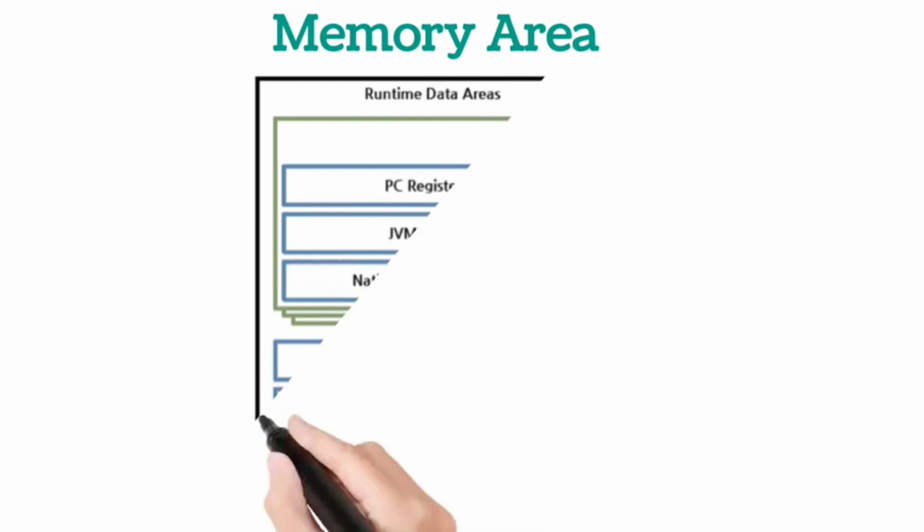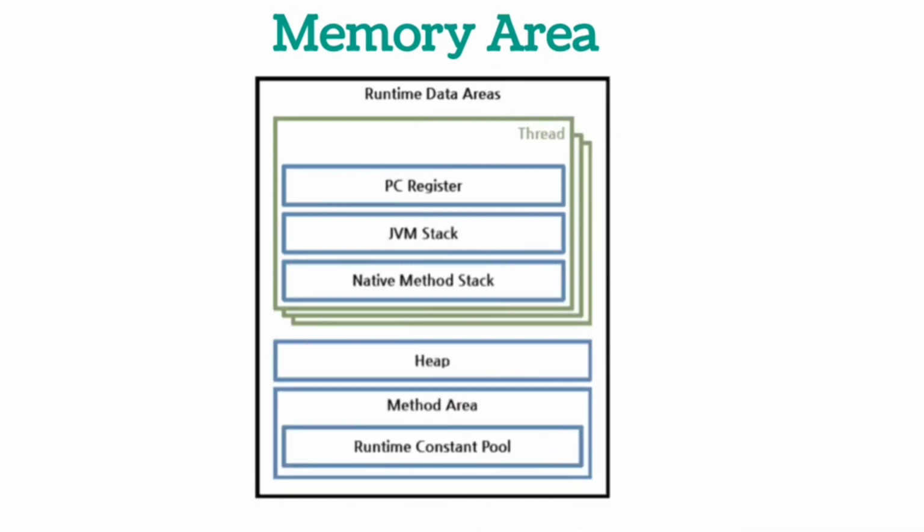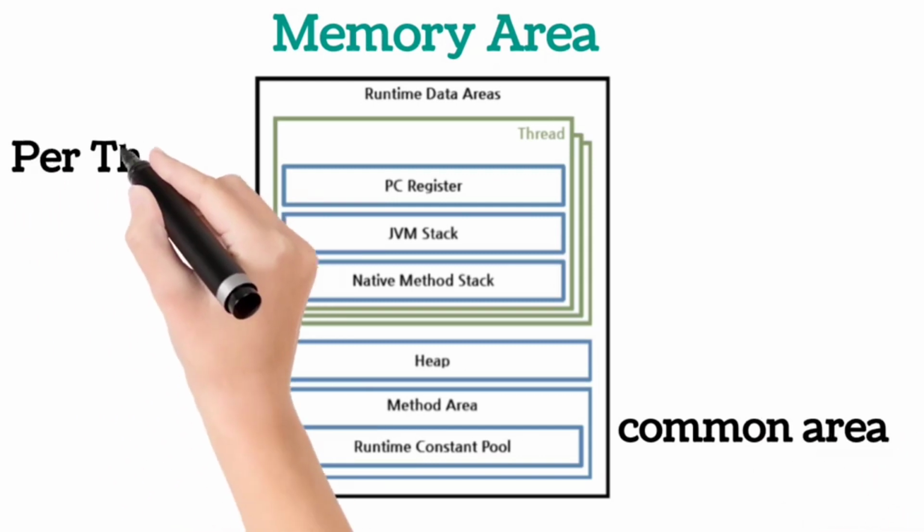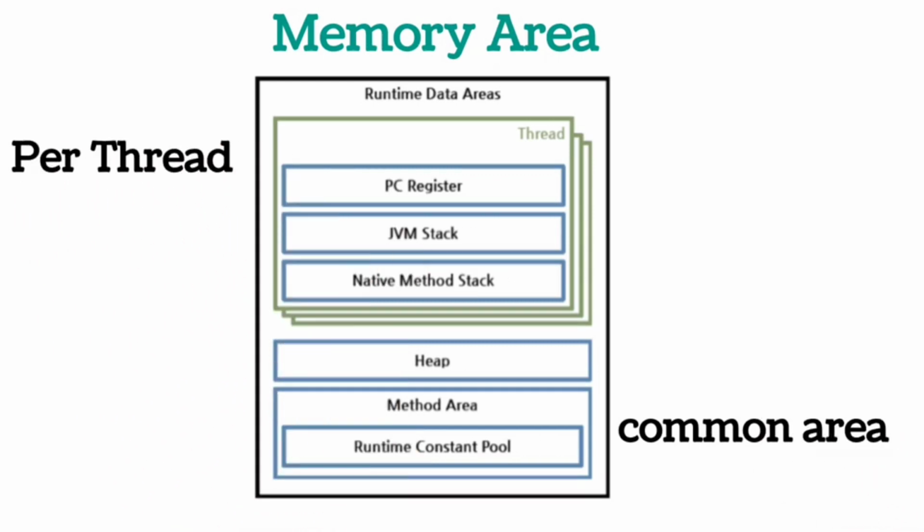Memory area. This is the explained figure of memory area. Heap, method area, runtime constant pools are the common area for every class, but PC register, JVM stack, native method stack, are created per thread.